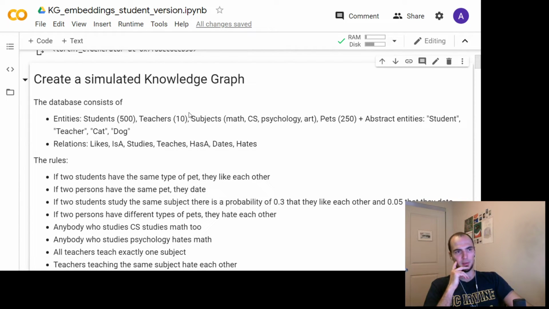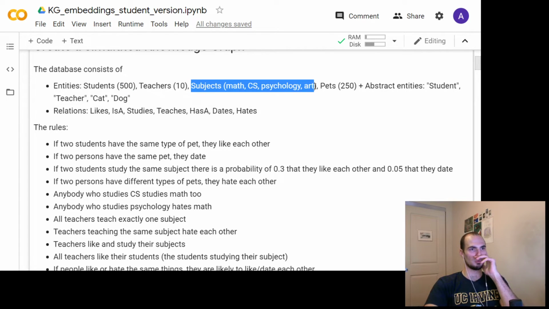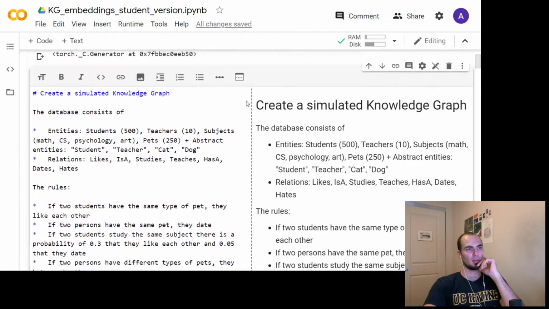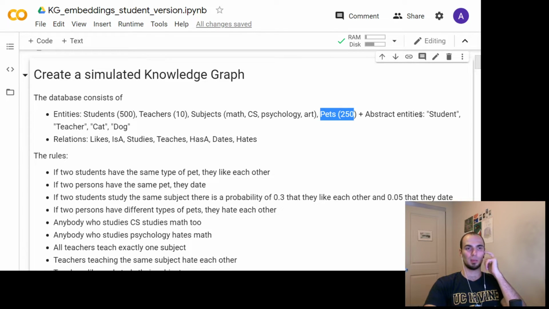It's a knowledge graph that, in a very simplified way, simulates interactions between students, teachers, and their pets. So we have 500 students, although this is a parameter that we could change at any time. There are 10 teachers, or there initially were 10 teachers. I think I actually increased this number, and you could easily change it. There are subjects that the teachers can be teaching: math, computer science, psychology, and art. And there are 250 pets, which can be cats or dogs. There also is a small number of abstract entities: student, teacher, cat, and dog.